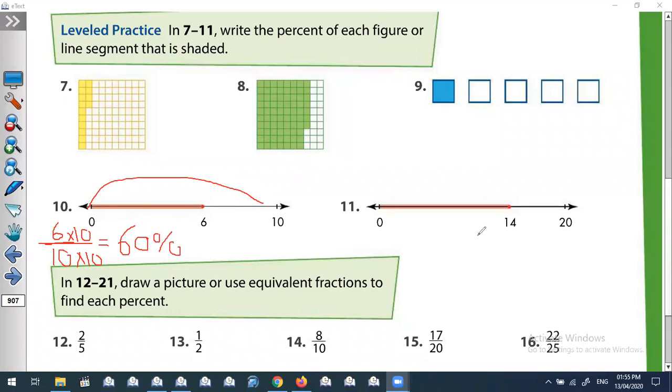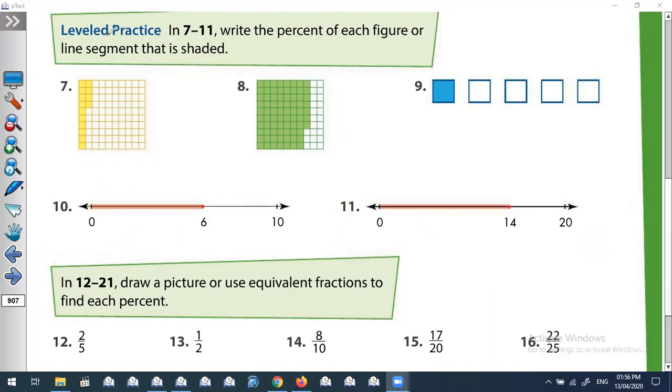Here, the shaded is 14 over the total is 20. We need to change 20 into 100, so multiply by what? By 5, yes. And also here multiply by 5. To change 20 into 100, multiply by 5. 5 by 14 is 70, so 70%. So if you need to change any number into percent, its denominator should be 100.